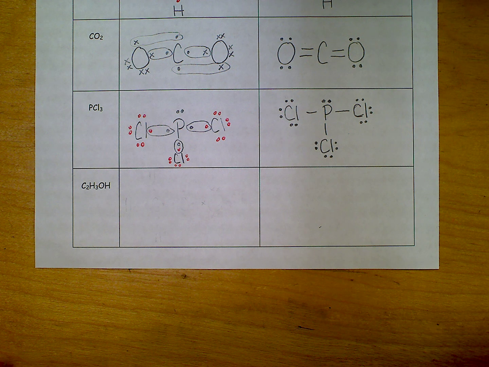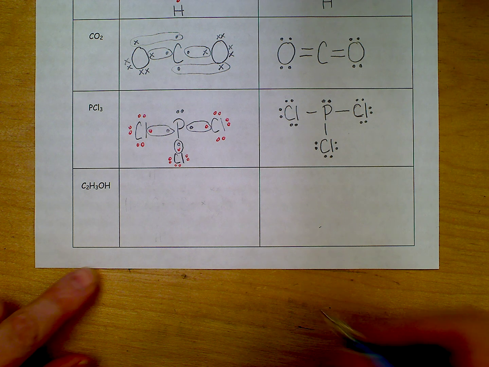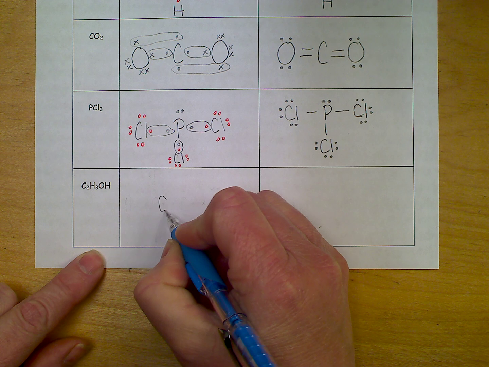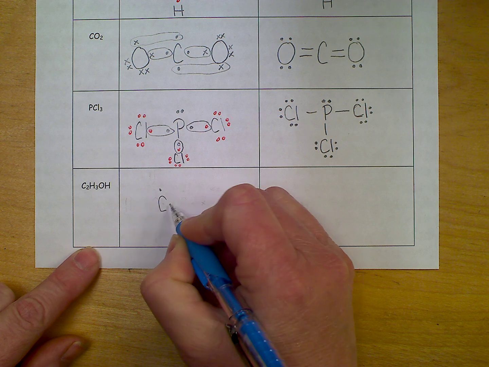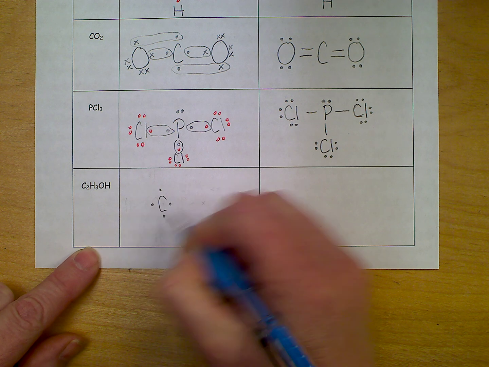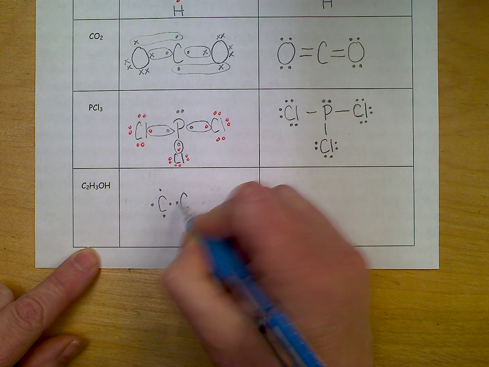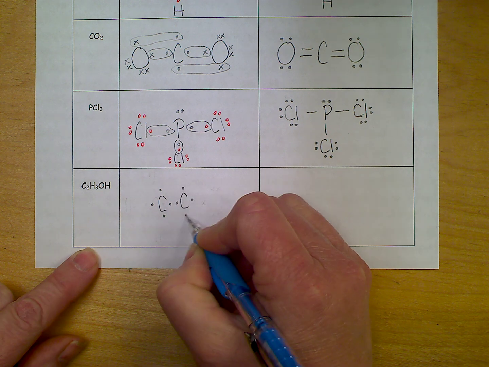Alright, we're going to do the last molecule, and it's an ethanol molecule. So we're going to start again with carbon as being our central atom. It's the first element in the formula, but you'll notice we have two of them, so I'm going to put both of them in the center. And again, they both have 4 valence electrons. So we are going to show all 4 of those.